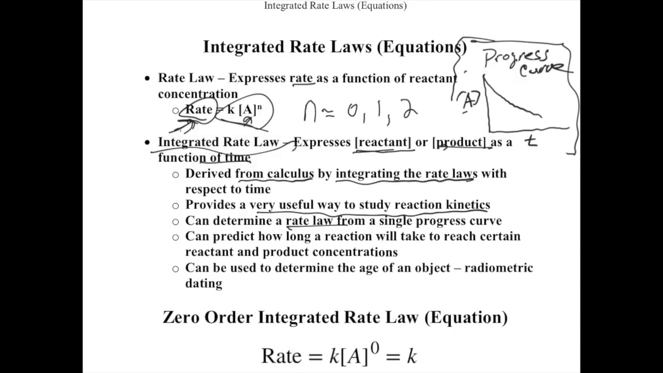And then another thing, you've probably heard of C14 dating or potassium-argon dating. These are radiometric methods of dating. They deal with radioactive decay. Well, we can actually use integrated rate laws to date things. So carbon dating, all that kind of stuff, that's an application of the integrated rate laws.